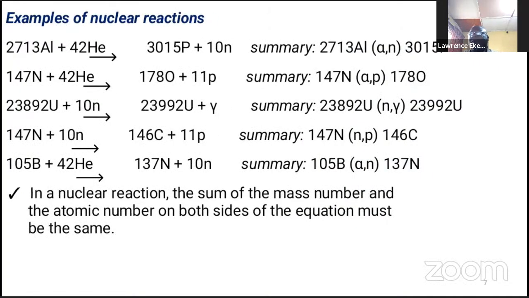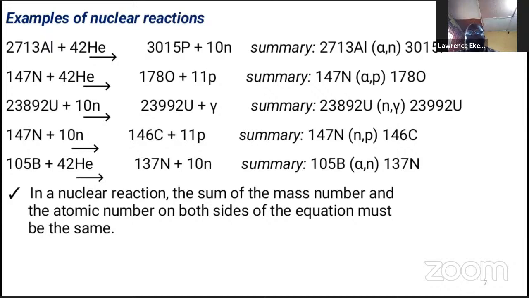Now, what you have before you there are examples of nuclear reactions. If you look at those nuclear reactions, they involve bombardment with the helium nucleus in the first two reactions, and in the third reaction it involved bombardment with neutrons, and the last one involved bombardment with the helium nucleus. So in a nuclear reaction, the sum of the masses and the atomic numbers on both sides of the equation must be the same.